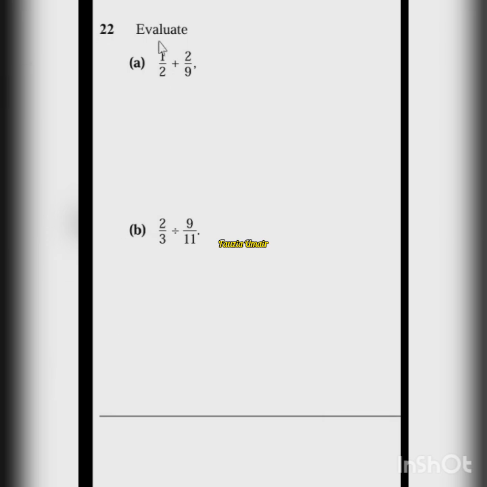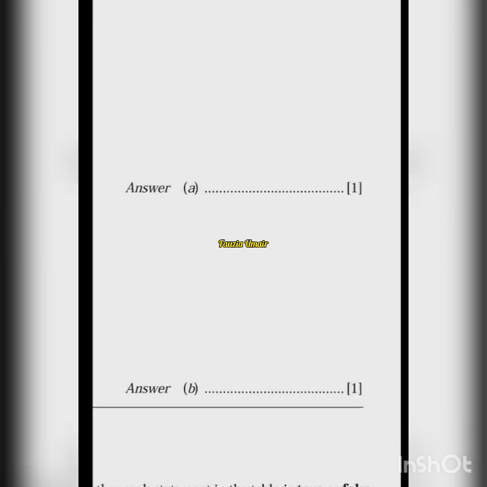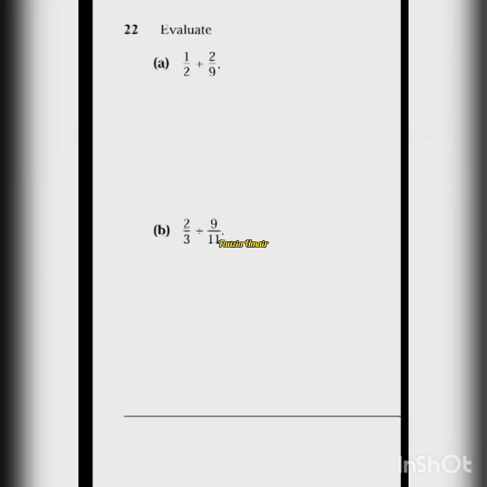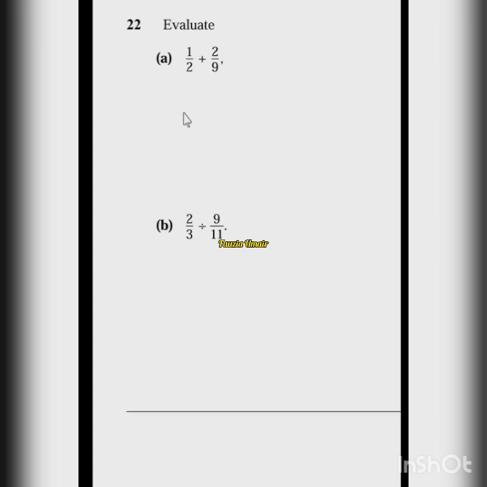The question says evaluate. And if you can see, we have the marking scheme also. You can see these questions are 1 mark each. We have discussed it quickly. If you have not seen yesterday's video, you can watch it again, so that you can be with us. We are going to solve question number 22.